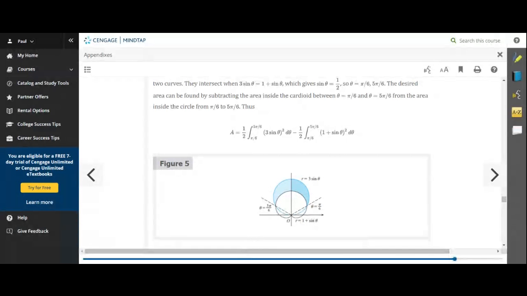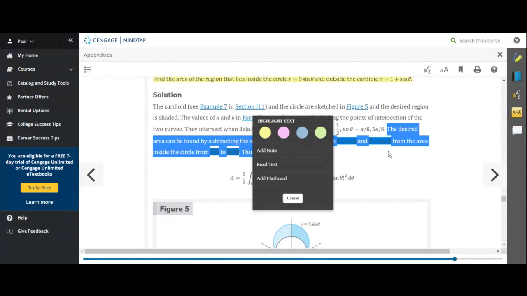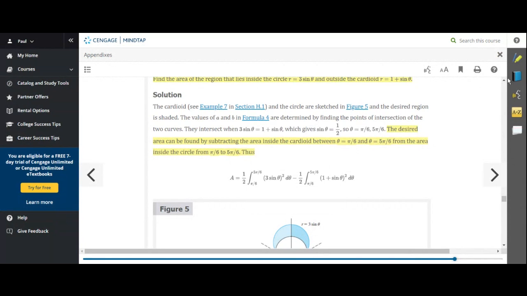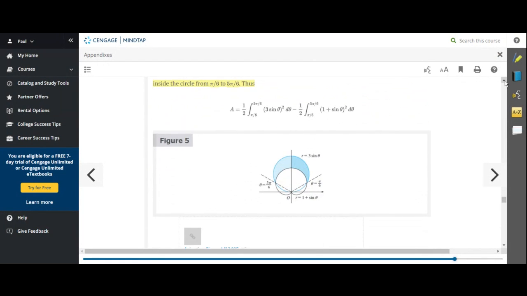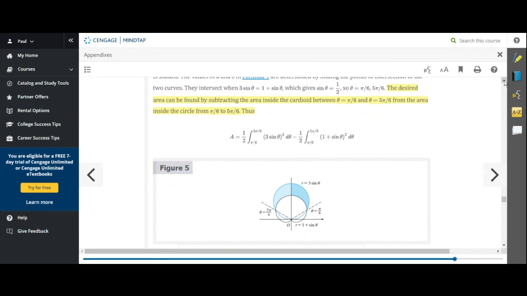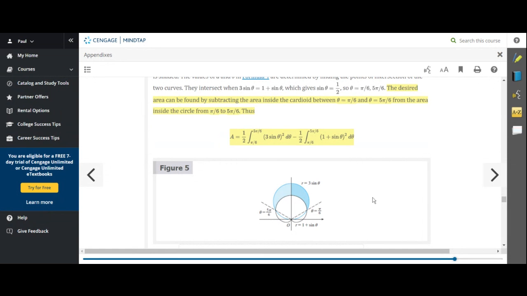Okay, so now what they do is they say, okay, the desired area. Remember what we're doing here. We're finding the area of the region that lies inside the circle and outside the cardioid. And they're saying that we can find that area of the region by subtracting one area from another area.